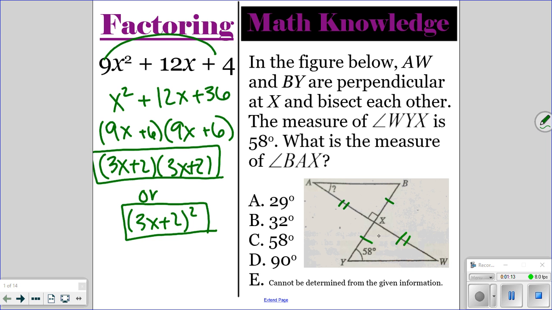Well, if this angle is a right angle, that means this one is a right angle, and then 90 minus 58 is 32. So that means that this angle over here has to be 32 degrees. And then these are congruent triangles by side, angle, side, or leg, right triangle congruence. And if this angle, which is opposite this side, is 32, then this angle that's opposite the same congruent side has to be 32 degrees as well. So that would be your answer for your math knowledge question.